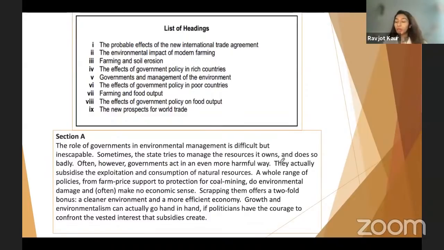So we are going to read paragraph A, and you will tell me the answer for this one. Let's see how it goes. Are you all ready for this one? Are you ready with the pencil and a paper? Are you ready with full concentration for this passage?